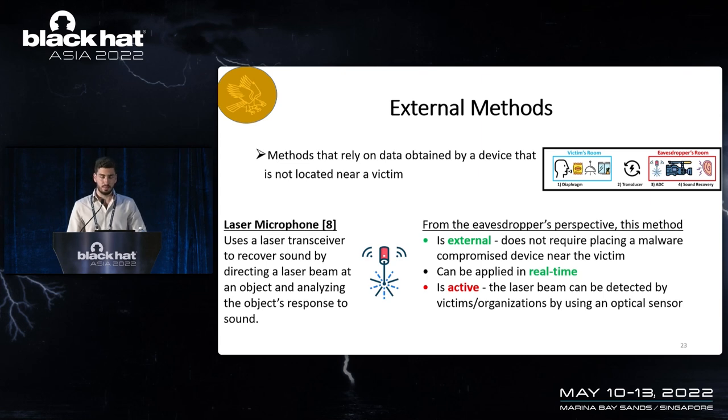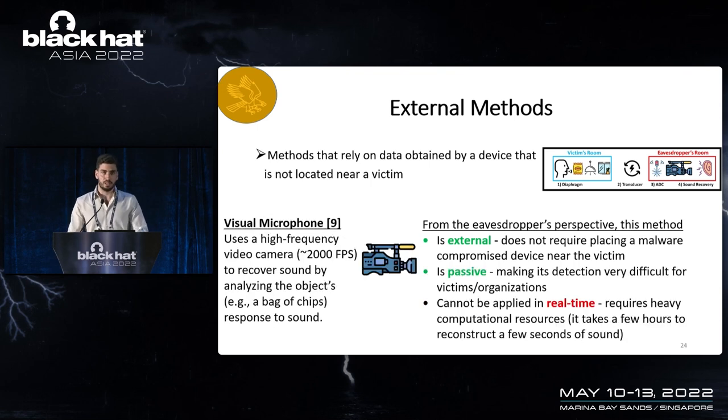However, this method is active, which means the laser beam can be detected by the victim if he just uses any dedicated optical sensor. The next method we are going to discuss is the visual microphone. The visual microphone is an attack that was suggested by a group of scientists at MIT 8 years ago. This group suggested that they can use a high-frequency video camera to recover sound by analyzing the object's response to sound. They showed that they can analyze the vibrations on a bag of chips to recover the sound played near this bag of chips. So this method's greatest advantages are, first of all, again, that it's external and it's passive, making it harder for a victim to detect this attack because of its passiveness.